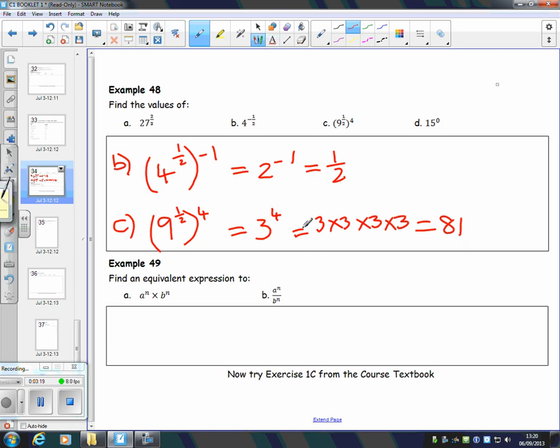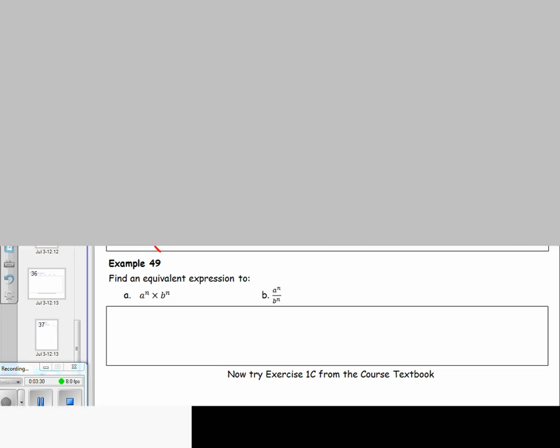In part D, remember anything to the power 0 is always 1, so 15 to the power 0 is 1. Example 49.